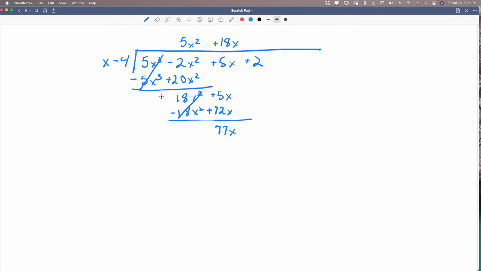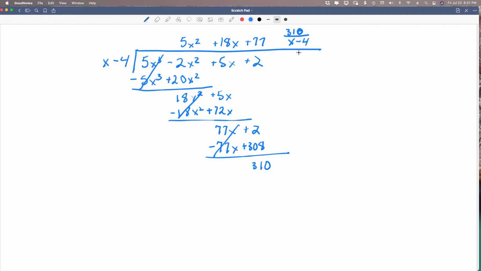So x times something makes 77x. It's going to be 77. 77 times x is 77x. We're going to bring down our plus 2. I should have done that first. Positive 77 times a negative 4 gives us a negative 308. We change the signs to subtract. These cancel, and we are left with a positive 310. And that becomes our remainder over x minus 4. If you remember, that is how we divide with polynomials.